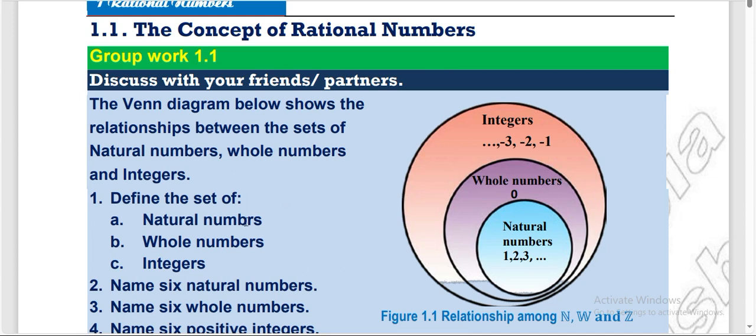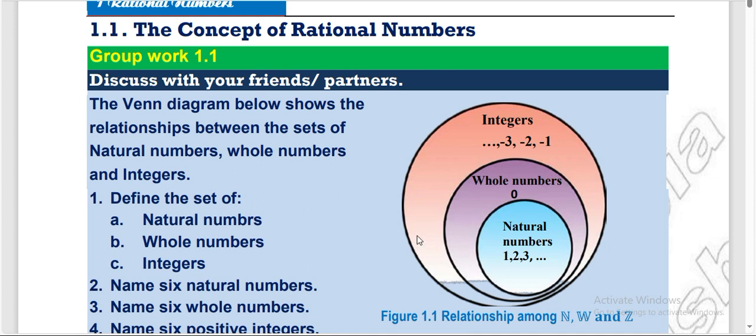Define the set of natural numbers. What is a natural number? Natural numbers start from positive 1: 1, 2, 3, 4, up to 200 and beyond. Those numbers are known as natural numbers.